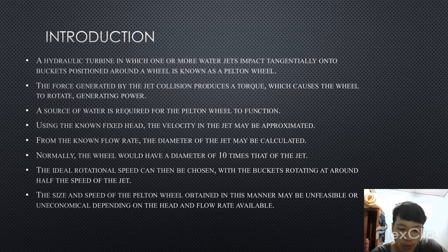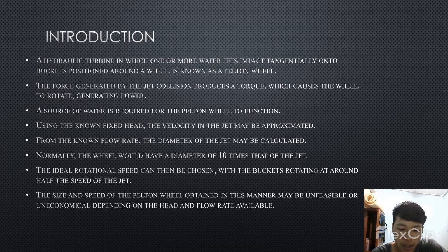The output of a small laboratory model, on the other hand, could be as low as a few watts, because losses in bearings and windage are proportionally much larger than in a large, powerful turbine. The efficiency will be substantially lower. A source of water is required for the Pelton wheel to function.